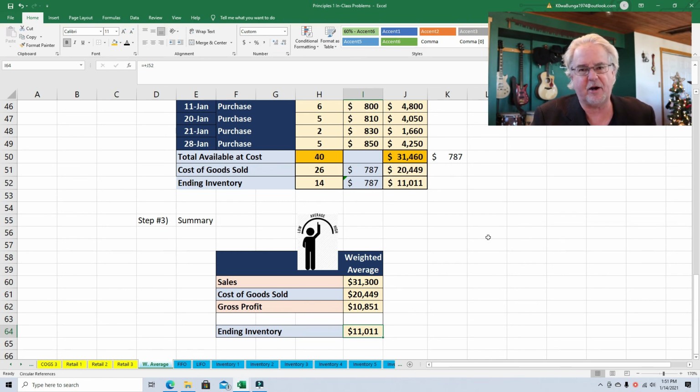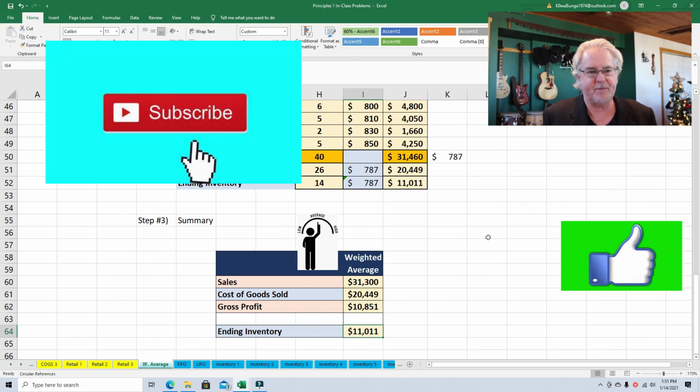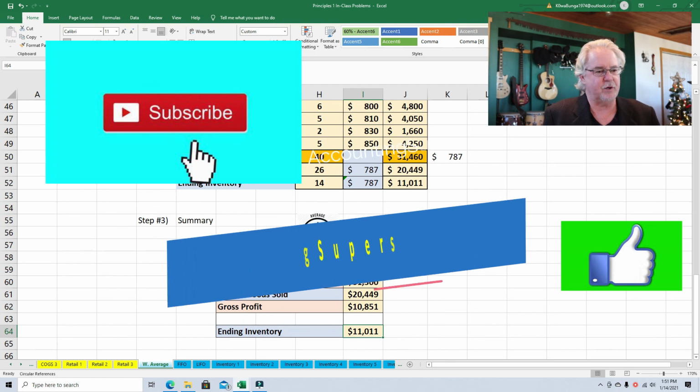So ladies and gentlemen, we solved the problem here. We figured out our ending inventory and cost of goods sold using the weighted average method. And we're using the periodic system. And you might say, what's the periodic system? Well, what the periodic system is, periodically we count our inventory. It's just that easy.